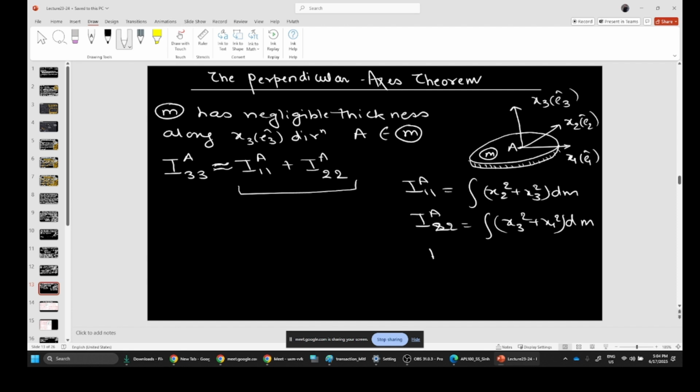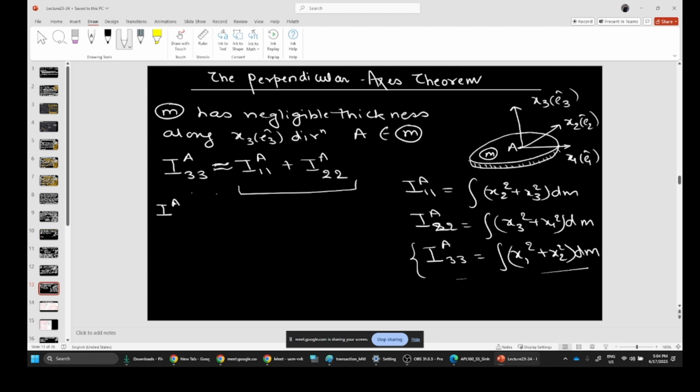If you do not want to use the perpendicular axis theorem, nobody is stopping you from doing this. Go ahead and try this integration also. That is also fine. But if you want to save your effort, and don't want to do this integration, use this theorem. Let me quickly prove it and then we take a break.